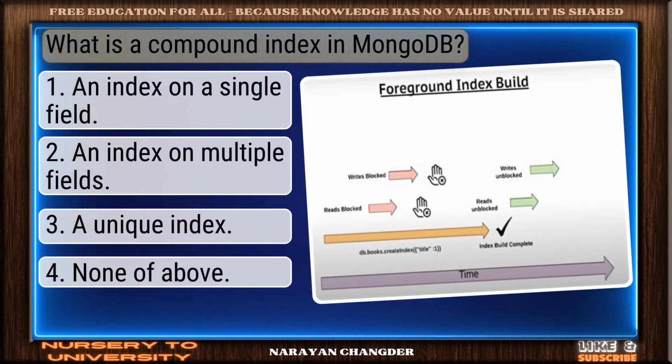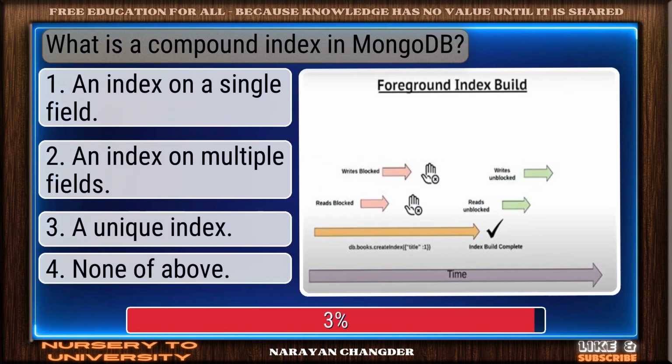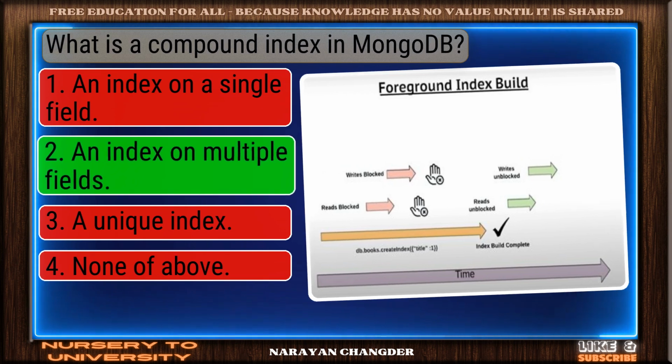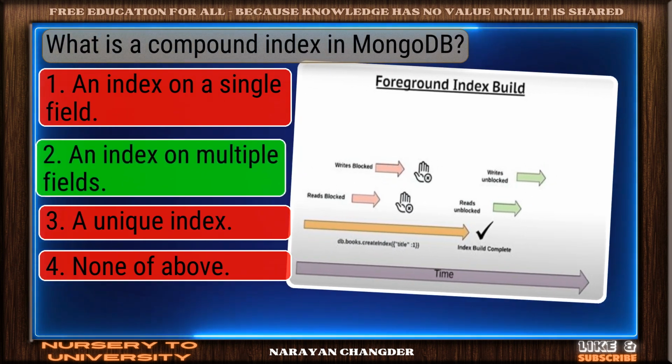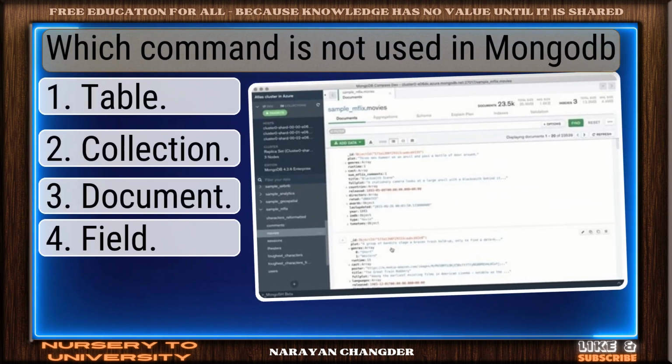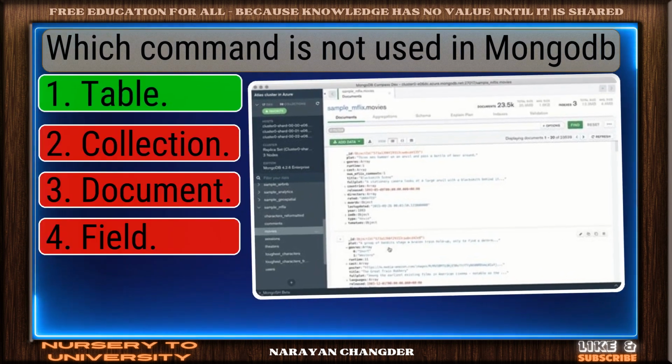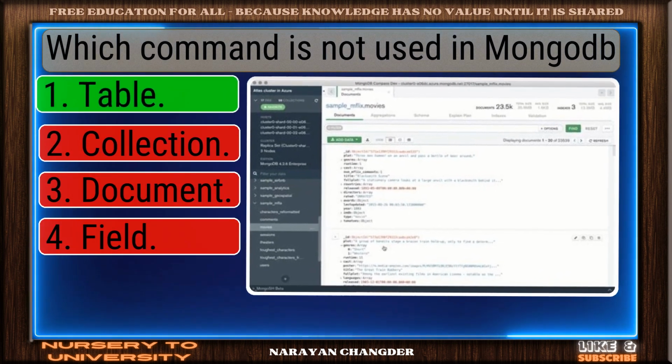Question number 52. What is a compound index in MongoDB? Smart move. An index on multiple fields is an accurate answer. Question number 53. Which command is not used in MongoDB? Valid point. Table is true.